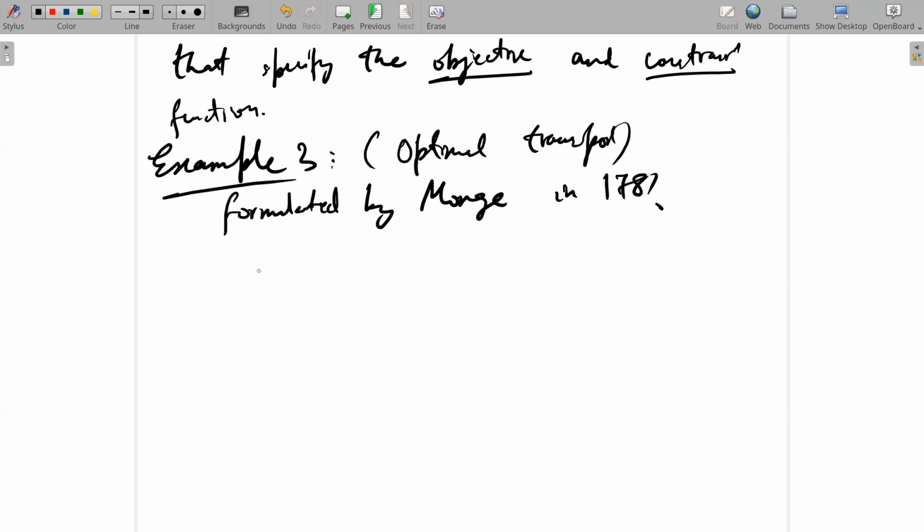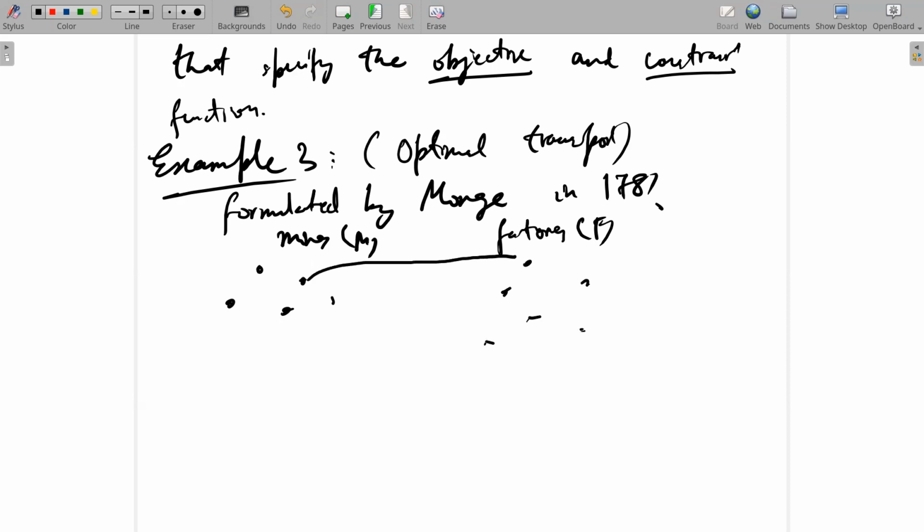So what's that? The most basic thing is you have some mines, let's call them M, and you have some factories, F. There are some locations assigned to those, and you want to transport things from the mines to the factory. In fact, it is framed this way, but you can think of it in different ways also.